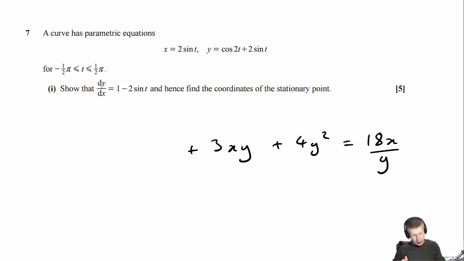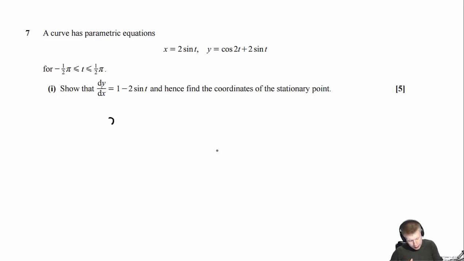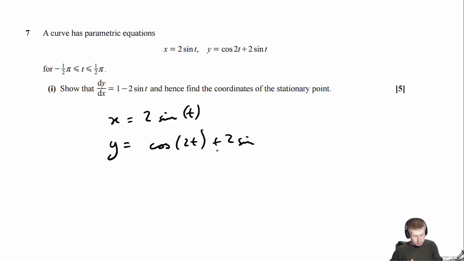So remember we're trying to differentiate that, so that was just an example there. I've got x equals 2 sine t, and I've got y equals cos 2t plus 2 sine t, and I've been asked to differentiate that. Well, all I have to do is use the chain rule.